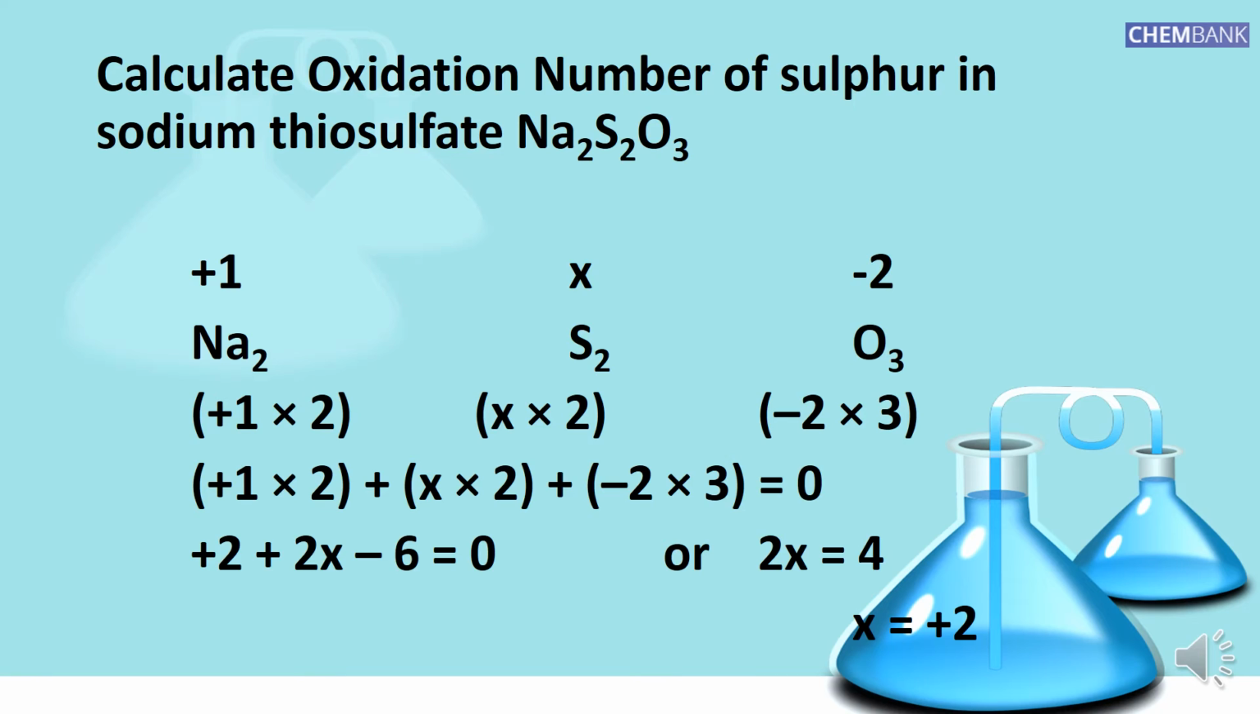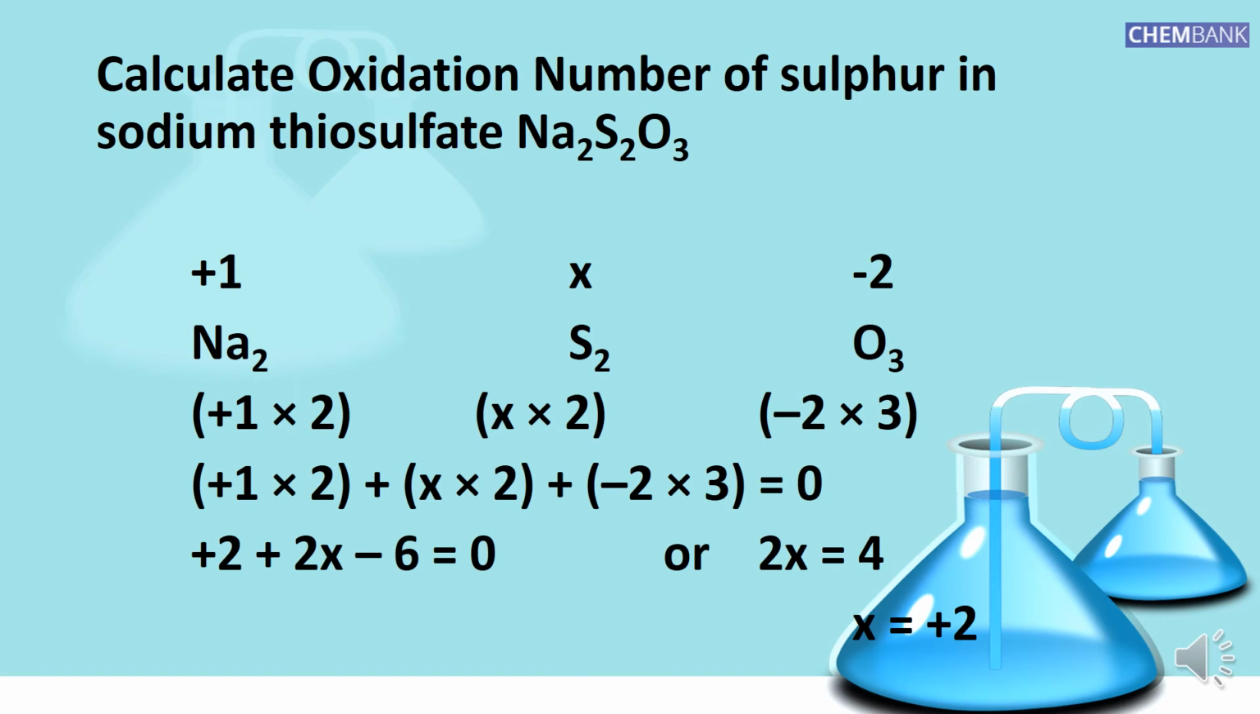Now let us calculate the oxidation number of sulfur in sodium thiosulfate, Na2S2O3. Students, it is very important that you know the correct formula of the compound before you begin to calculate the oxidation number of the elements in the compound. So in case of Na2S2O3, as we have studied, sodium is an alkali metal. It will have oxidation number +1.